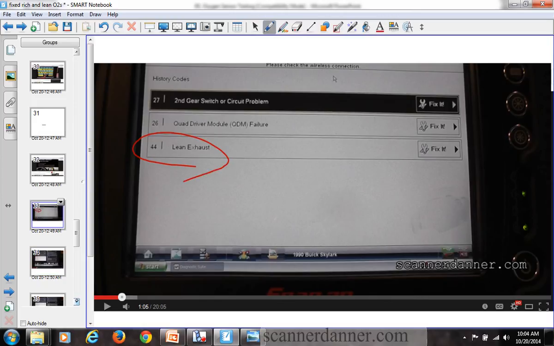So let's take a look. Quad driver, what is that? Quad driver module failure, what is that? I was afraid you were going to ask me that. I promise I can do this in 30 seconds. What's a quad driver module?